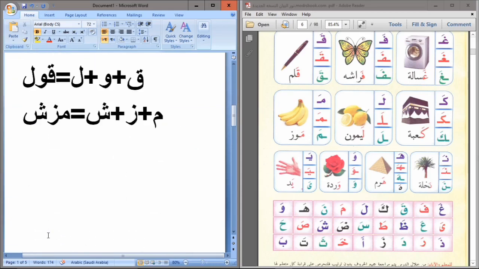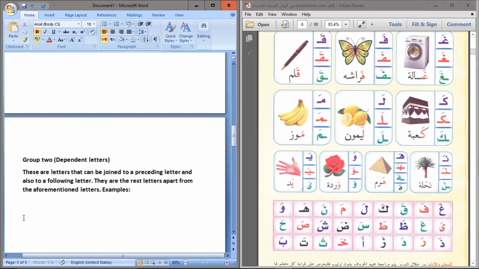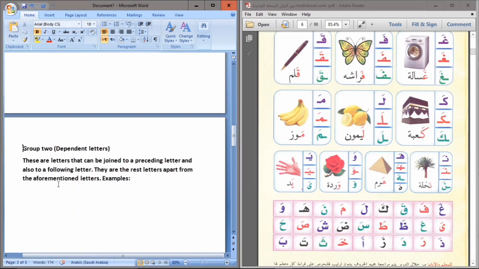So group 2 is the dependent letters, which says that these are letters that can be joined to a preceding letter and also to a following letter. That is, they attach themselves to a letter before them and also to letters after them. So they are the rest of the letters apart from those 6 letters that we've mentioned earlier. An example can be given.